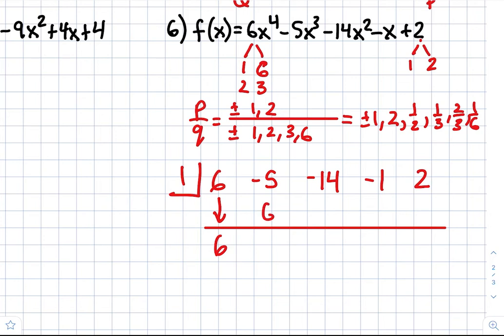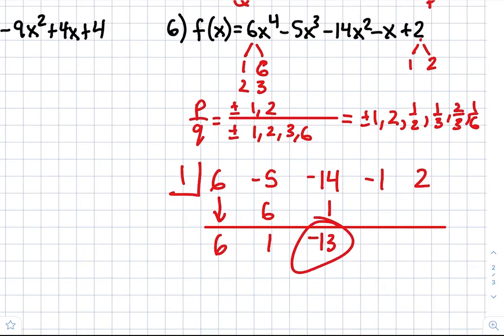6 times 1 is 6. 6 plus -5 is 1. 1 times 1 is 1. -14 plus 1 is -13. I'm going to stop there because I don't think that this is going to reach -2, because you want a 0 there, right? So 1 was certainly not an option.